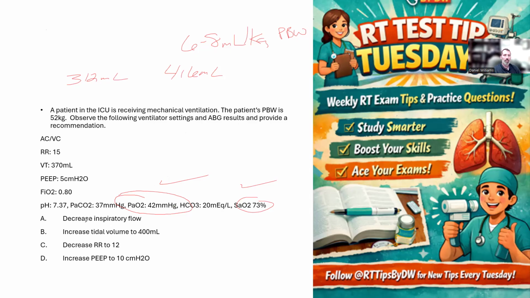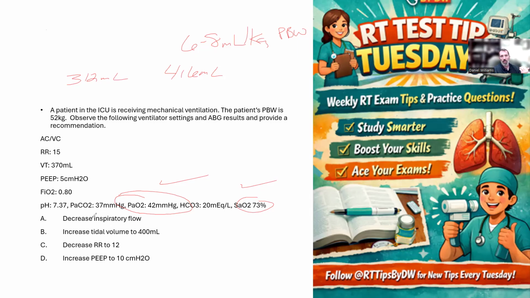If I'm decreasing inspiratory flow, you manipulate inspiratory flow to manipulate your inspiratory times. So if you increase your inspiratory flow, that's going to give you a shorter I time. If you decrease your inspiratory flow, that's going to give you a longer I time. That could potentially manipulate your mean airway pressure.